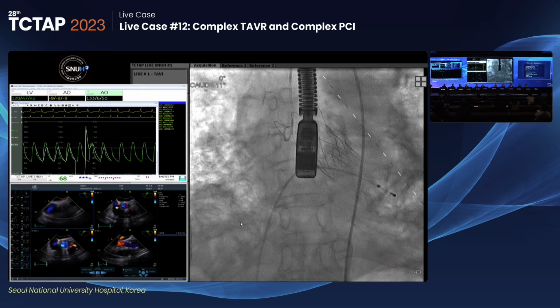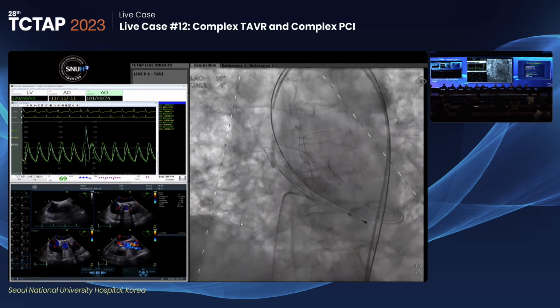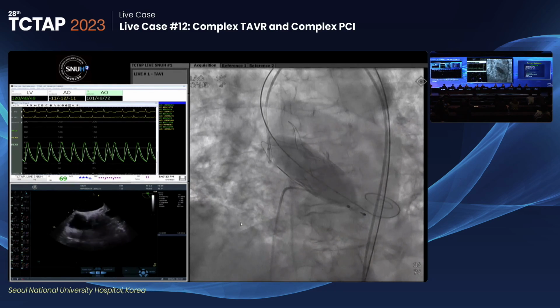You can see the position of the post. That is far from the ostium of the left main and RCA.